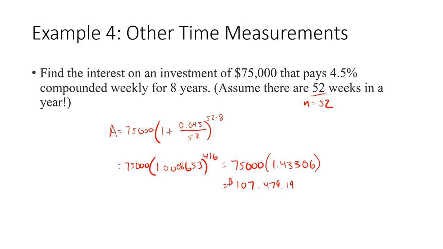To find the interest is just the future value minus the principal. And so 107,479.19 minus 75,000. The interest earned on the account is 32,479.19.